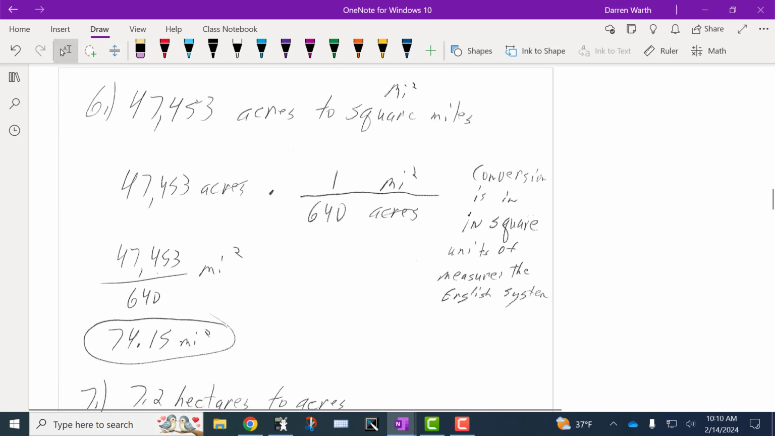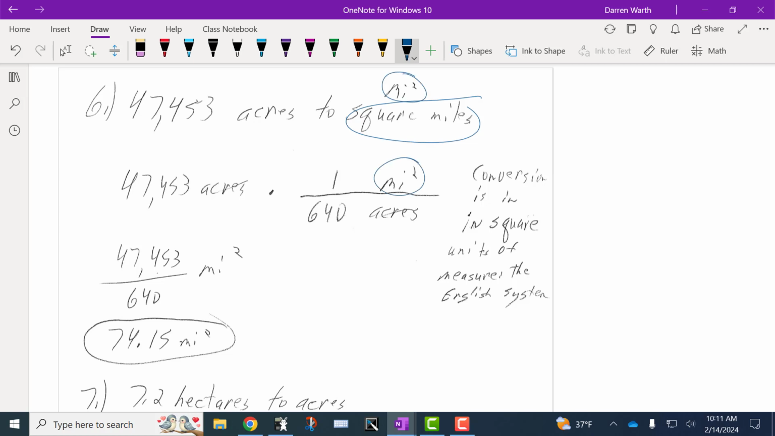On number 6, it says Acadia National Park on the coast of Maine consists of 47,453 acres. How large is the national park in square miles? So we're going to go ahead and use our conversion. To use our conversion, remember you write in the numerator what you want to keep. And remember square miles is the same thing as mi squared.